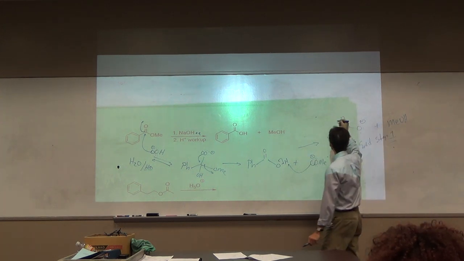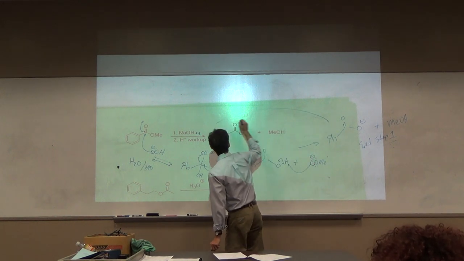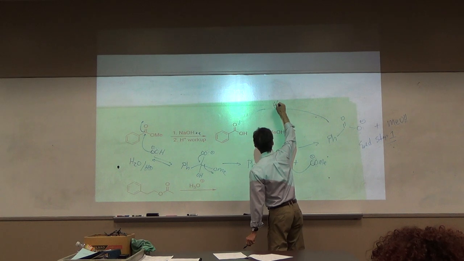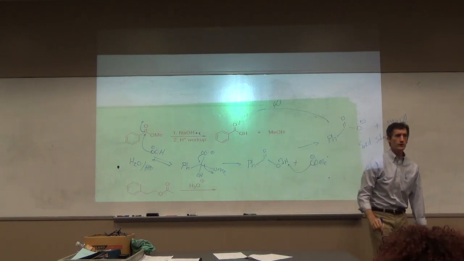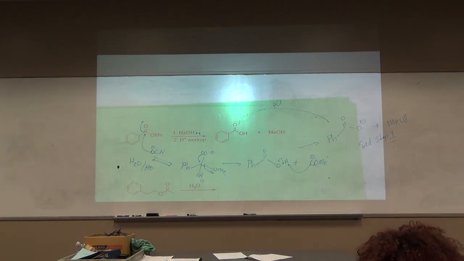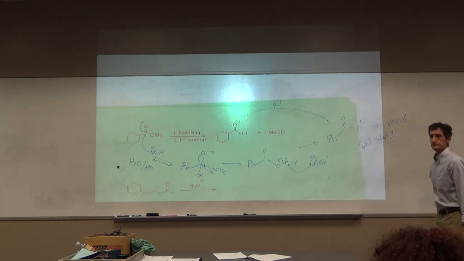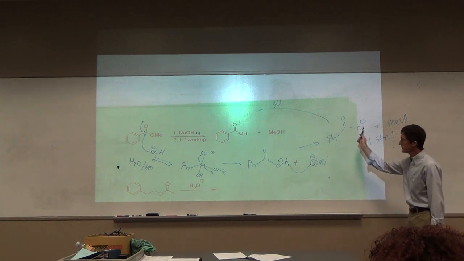What's your favorite acid? HCl. Yes, you can add in HCl or sulfuric or phosphoric or a million other choices. Something that's more acidic than that. If you know how to use pKa's to judge equilibrium, something that's going to go that way.